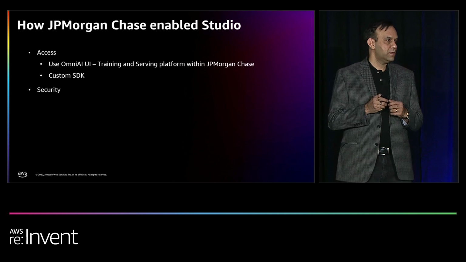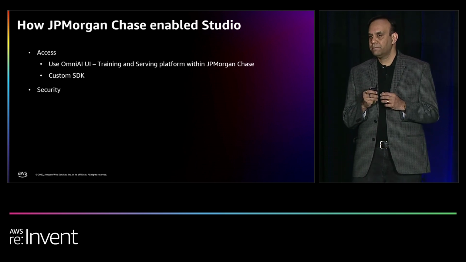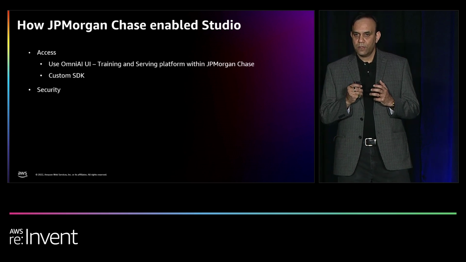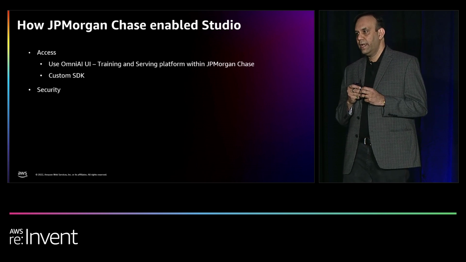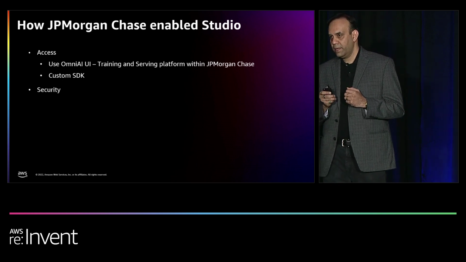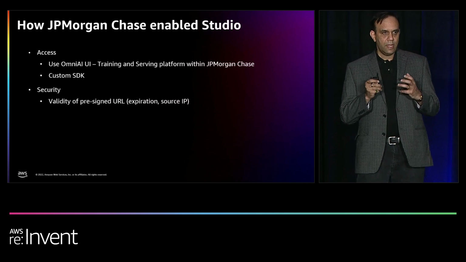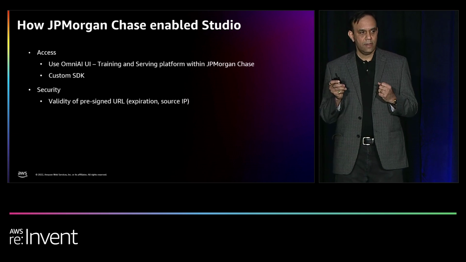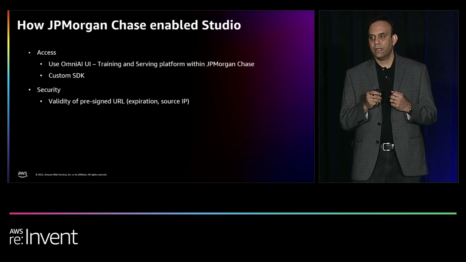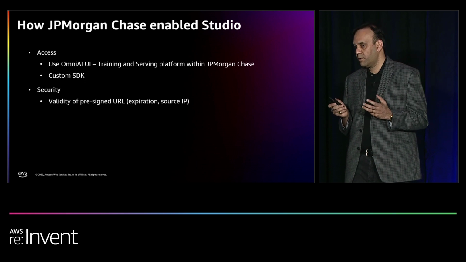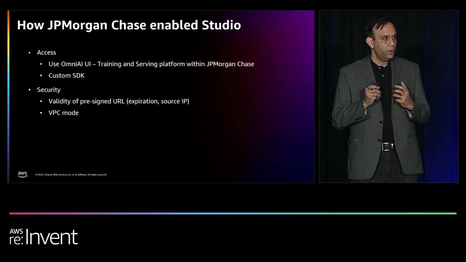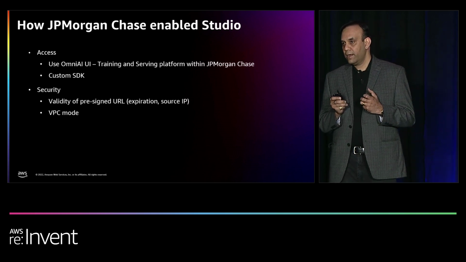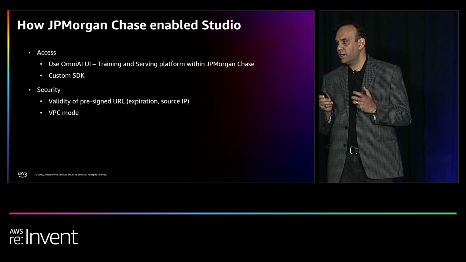Next area of focus was security. Being a highly regulated company, we had to ensure that the risk of data breach or data exfiltration is minimized. So we ensured that the Studio pre-signed URL expires in a few seconds, and also that it is accessible only to the known network paths. We had to enable VPC mode configuration so that there is no egress to the internet from the Studio environment in AWS.